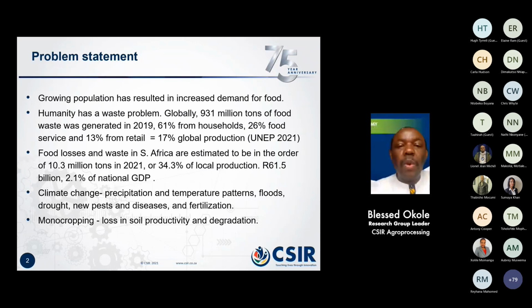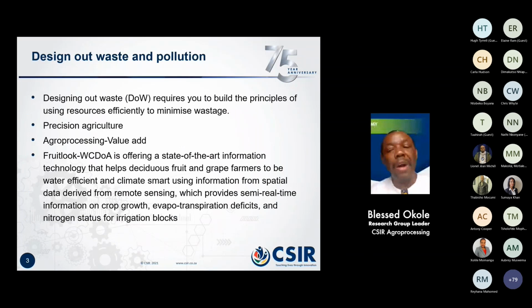Now, the three circular economy areas in agriculture are mainly design out waste and pollution. Designing out waste requires building on the principles of using resources efficiently to minimize waste. I'll start with precision agriculture, which provides enhanced control over inputs like energy, water, fertilizers, and agrochemicals by delivering the right amount at the right time and at the right place.